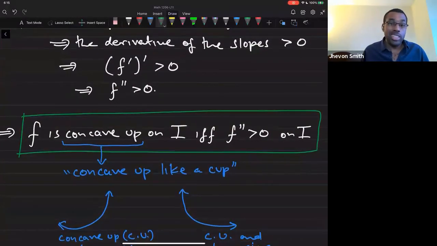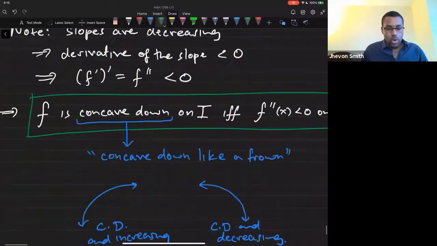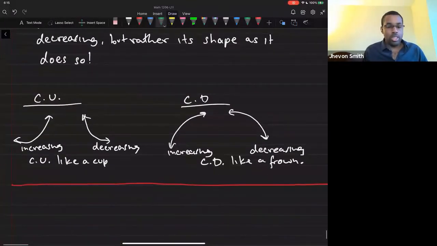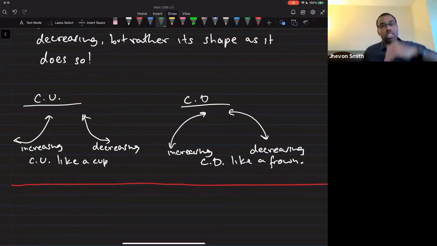In a region where the second derivative is positive, we're concave up, and we're concave down on a region if our second derivative is negative on that region. This talks about the shape: concave up like a cup, concave down like a frown. It's talking about whether you shade like a smiley face or a frowny face. It's talking about how you're curved, essentially. It doesn't matter if you're increasing or decreasing. Concave up or concave down has nothing to do with that. It has to do with the shape of the graph.